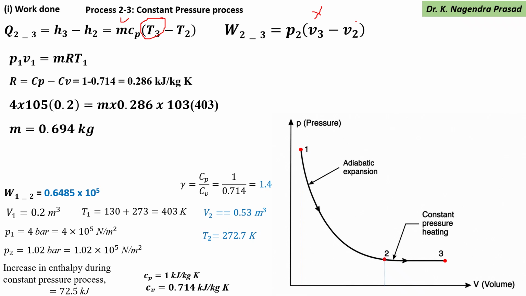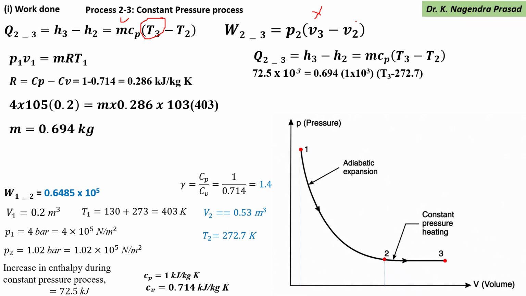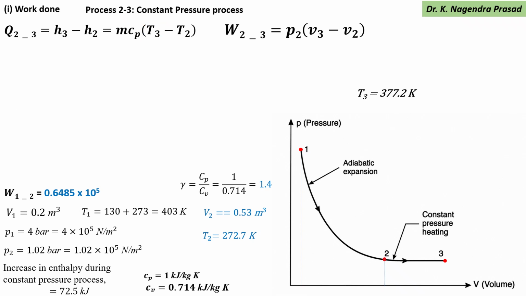So from this relation we can find out the T3 value. Here H3 minus H2, that is the increase in enthalpy. So 72.5 into 10 cube equals m value 0.694, Cp value 1 kilojoule per kg Kelvin, which is 1 into 10 cube, and T3 minus T2, where T2 we know, that is 272.7. So from this relation, the final temperature in the process 2-2-3, that is T3, equals 377.2 Kelvin.